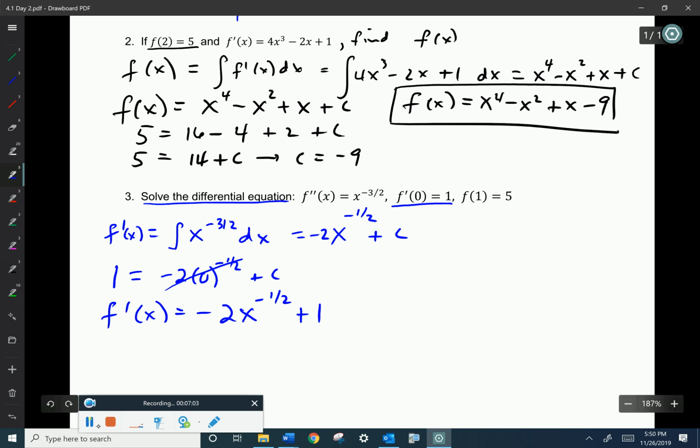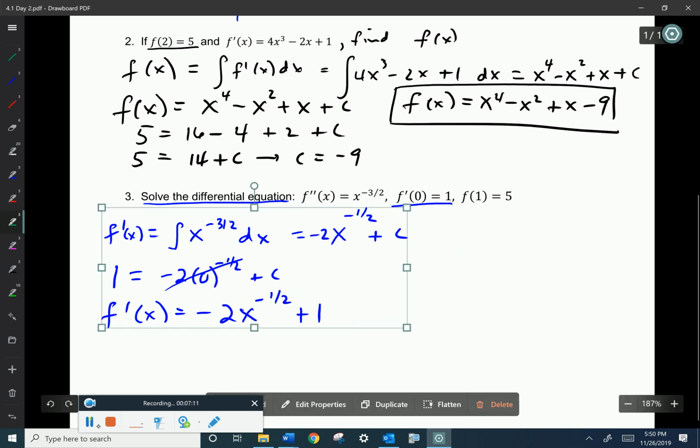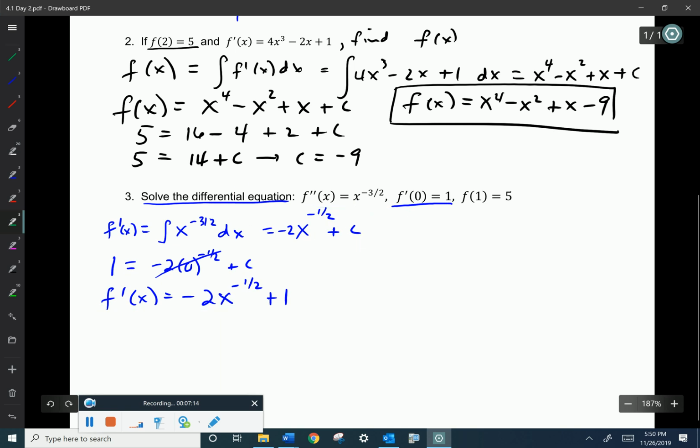Okay, well, again, if I'm supposed to solve the differential equation, I want to take this all the way back to the original. So I could do the exact same process one more time and take that back to the original function. So I'm going to come up here and I'm going to say, if I want to find the original function, I'm going to integrate that derivative, that -2x to the -1/2 plus 1. All right, so that's going to give me, leave the -2, x to the n+1 would be x to the +1/2 times 2. The integral of 1 is x, and then plus c.